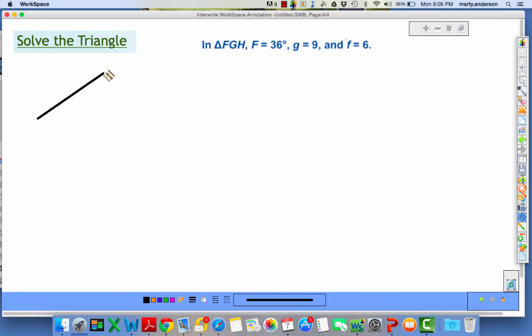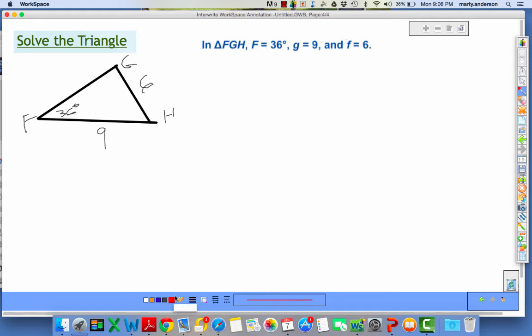First thing you're going to do, draw a triangle and label the points F, G, H. F is 36 degrees, G is 9, F is 6. And I start by saying the sine of 36 degrees over 6 equals sine of G over 9.